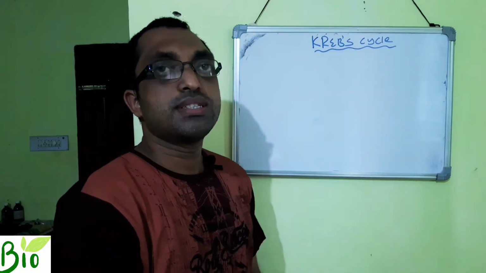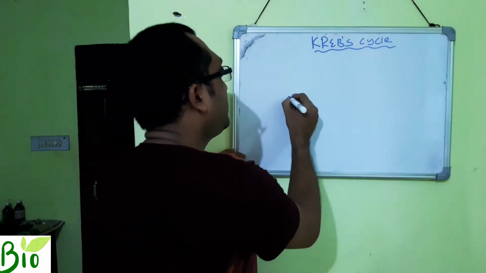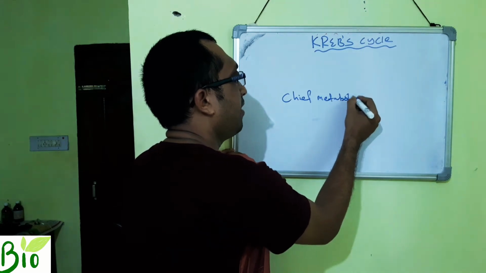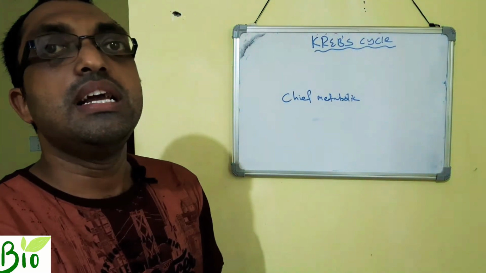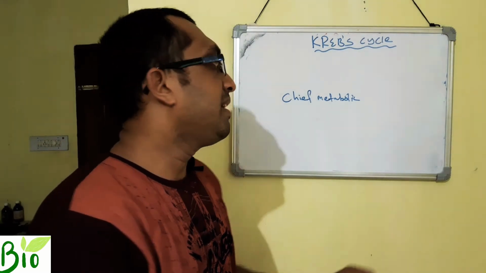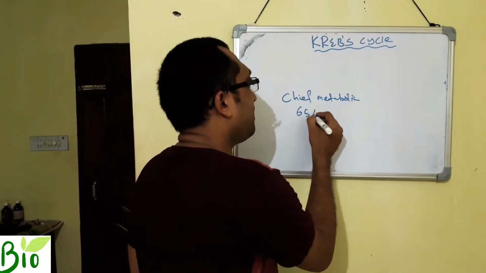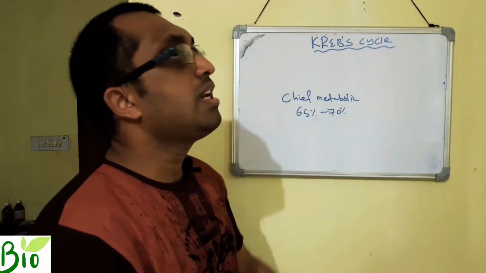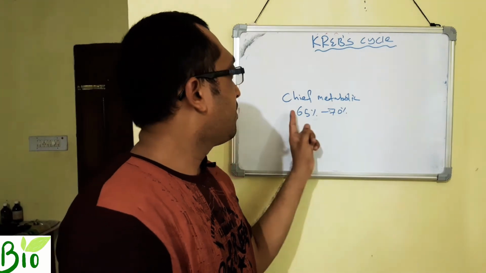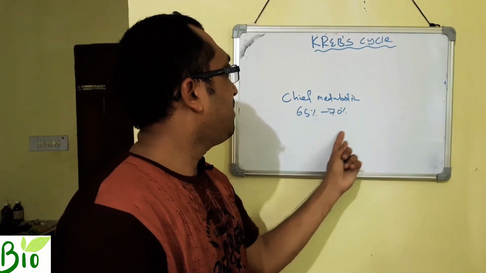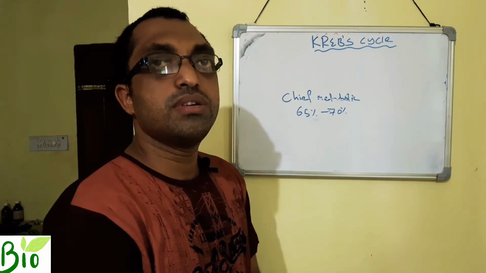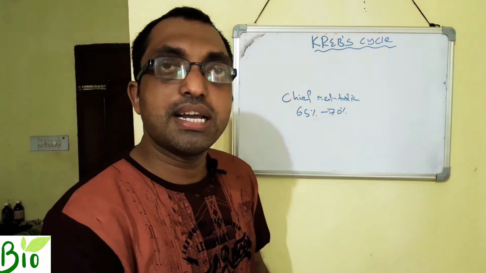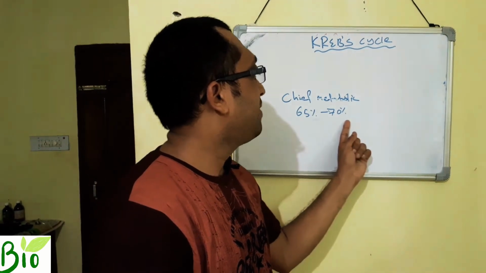What do you mean by Krebs cycle? Remember, Krebs cycle is the chief metabolic cycle inside the body. That means it provides at least 65% to 70% of the total energy of the body. In a living cell, from Krebs cycle only 65 to 70% of energy is produced. Okay, so this is a metabolic cycle. So what is Krebs cycle? Krebs cycle is the chief metabolic cycle. It produces 65 to 70% of energy.